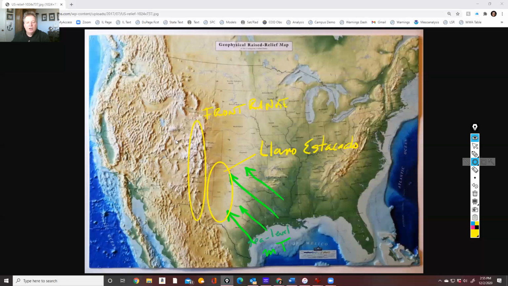Now, last thing is, over here, part of where the four states meet, it's called the Four Corners region. This is a very deserty area. This is called the Colorado Plateau. That's how you spell plateau. The Colorado Plateau. Okay, but it's very high up. This is about 1 kilometer to 1.5 kilometers above sea level.